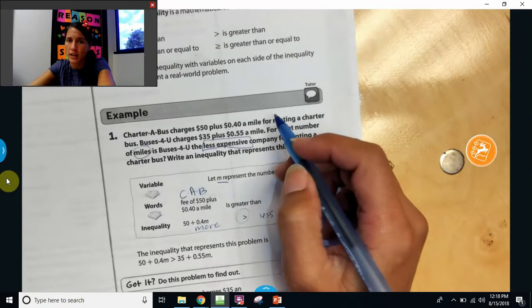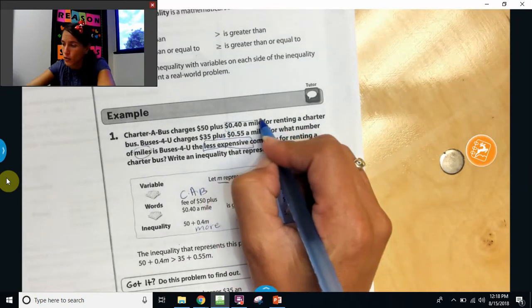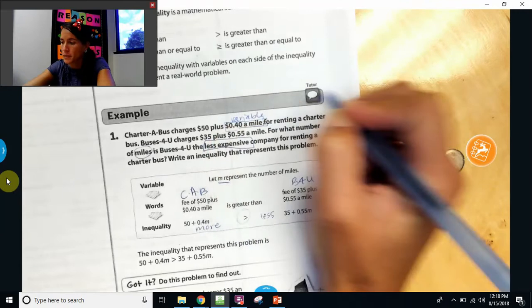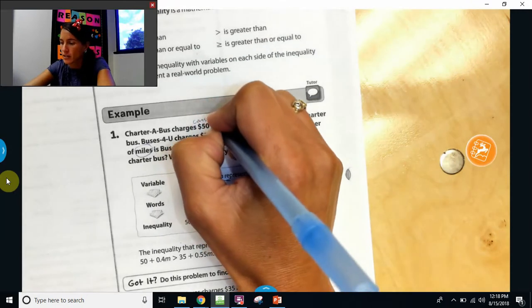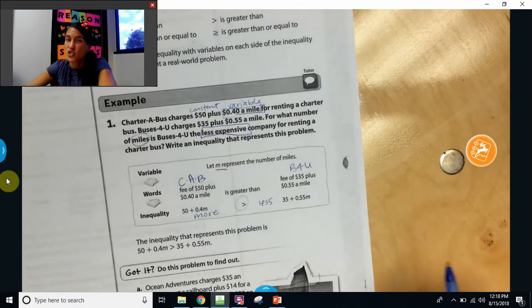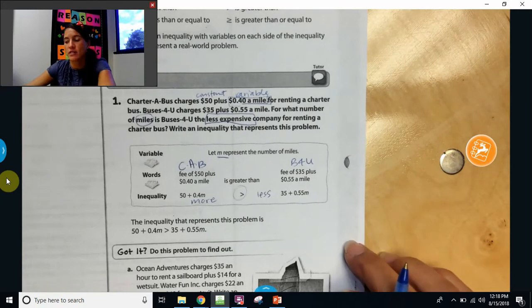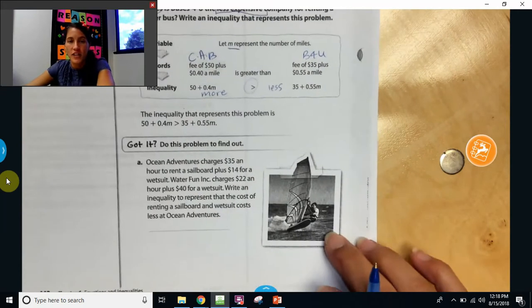And here's a little key. Whenever it's talking about 40 cents a mile, that's usually going to have your variable in it. $50, that's called your constant. Like a joining fee, or just you have to pay $50 no matter how many miles you go, those are your constants. Okay? So here's a you try.